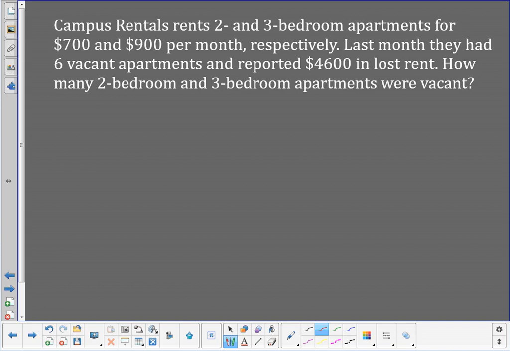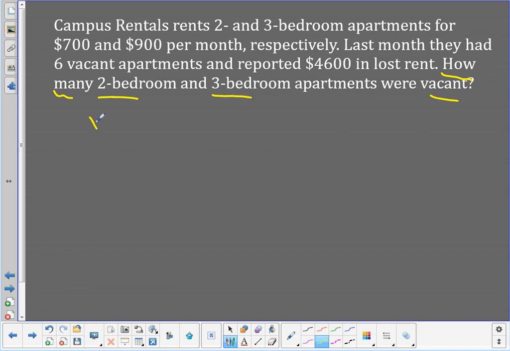word problems like this. So taking a look at number 7, it says Campus Rentals rents 2 and 3 bedroom apartments for $700 and $900 per month respectively. Last month they had 6 vacant apartments and reported $4,600 in lost rent. How many 2 bedroom and 3 bedroom apartments were vacant? So, the first thing that I always say to do in word problems is figure out what you are being asked. How many 2 bedroom and 3 bedroom apartments were vacant?